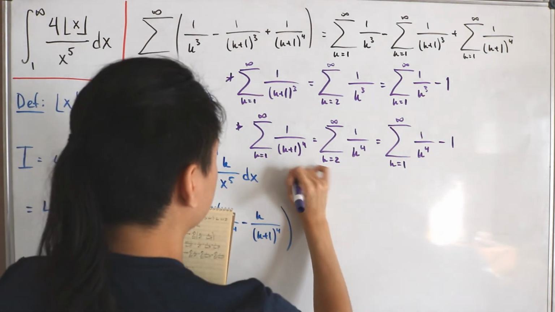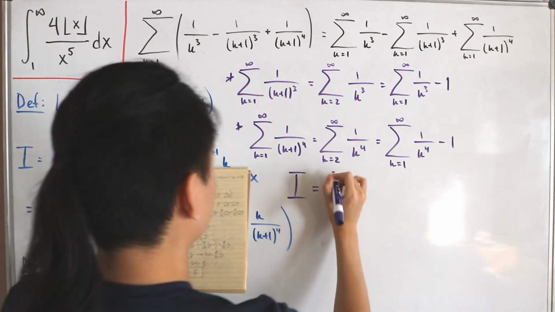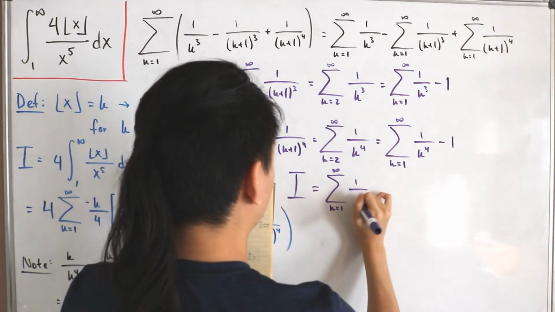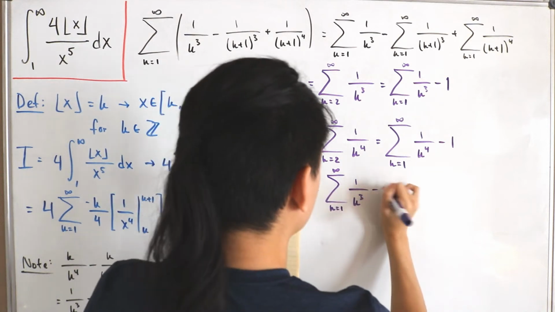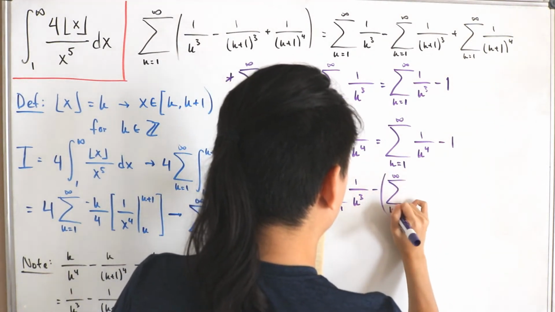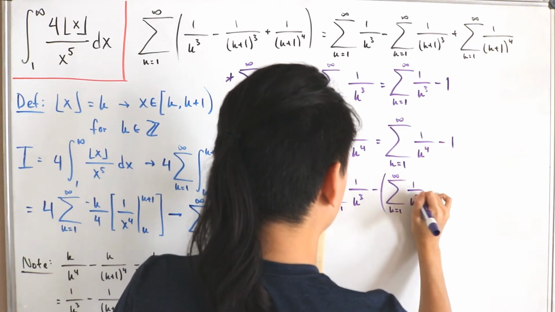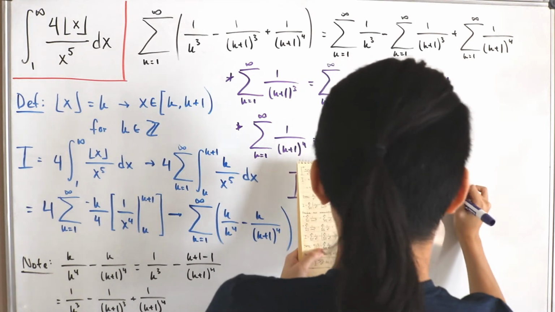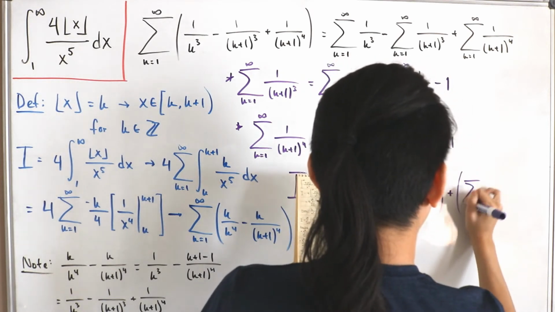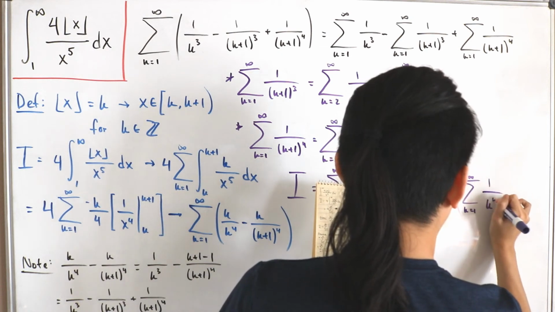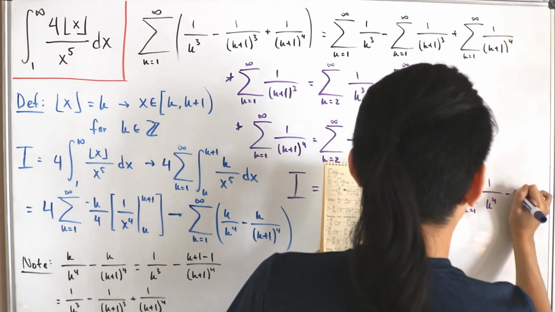Then put everything back together. So I is indeed just equal to the infinite sum from k equals 1 of 1 divided by k cubed. Then subtract, with our new substitution over here, the infinite sum from k equals 1 of 1 divided by k cubed, then subtract 1. And then add this with the new substitution, the infinite sum from k equals 1 of 1 divided by k to the power 4, and then subtract 1.